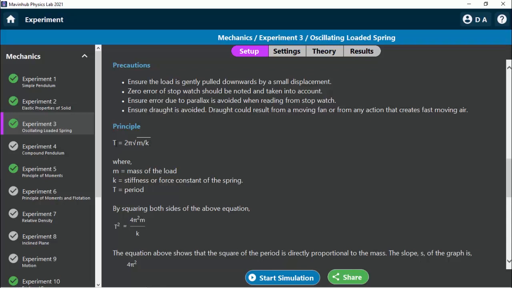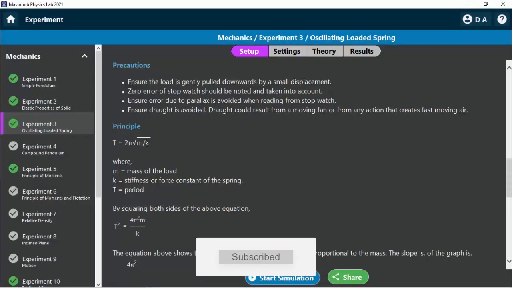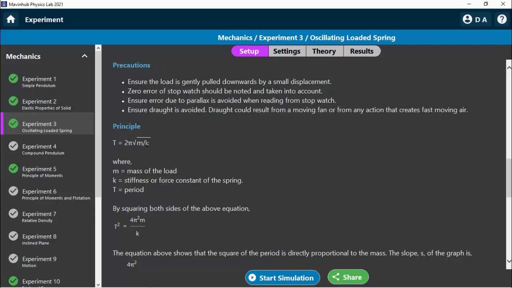So it means there's a direct relationship between T and the square root of m, and there's an inverse relation between T and the square root of k. So this means that if we increase the mass, we expect the period to increase. But in the case of k, if we have a spring that is less stiff, it means the period goes up. That is, the smaller the stiffness of the spring, the higher the period. Then the higher the stiffness of the spring, the lower the period.